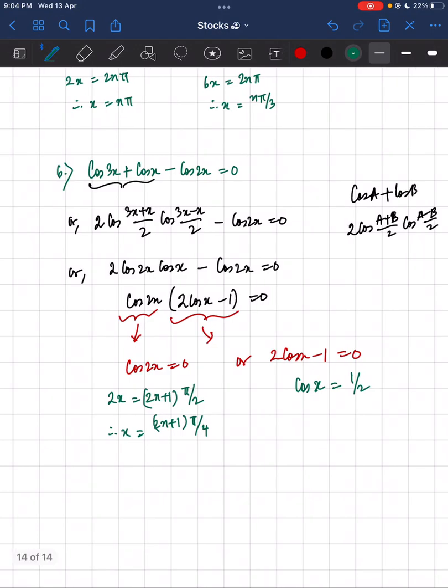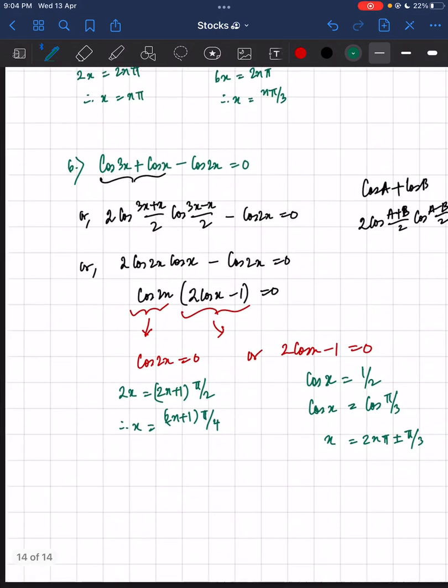Now this type of problem we have already done. We need to write cos x is equal to the smallest angle for which cos x is half, and that is cos 60 degrees. Sorry, it will be pi by 3. So here we write x is equal to 2n pi plus minus pi by 3. So that's my solution of this entire question.